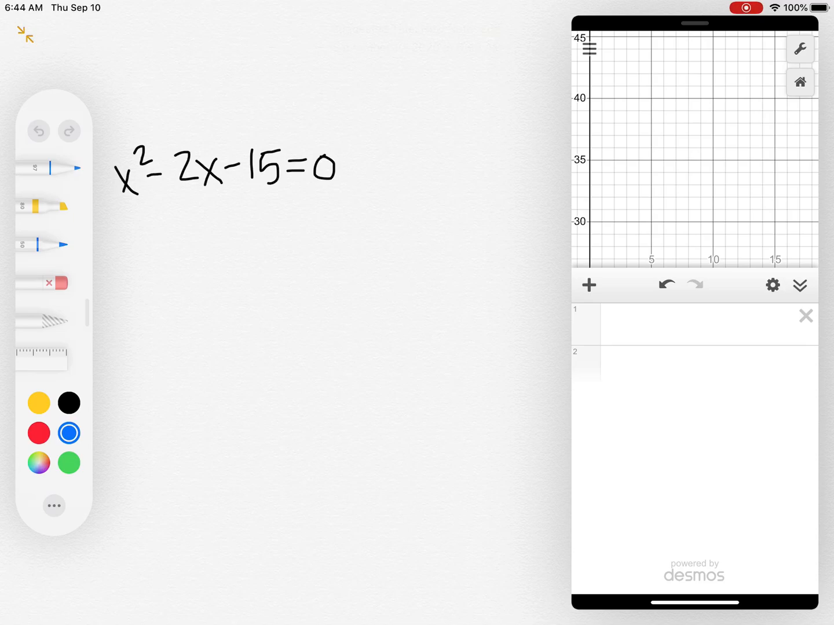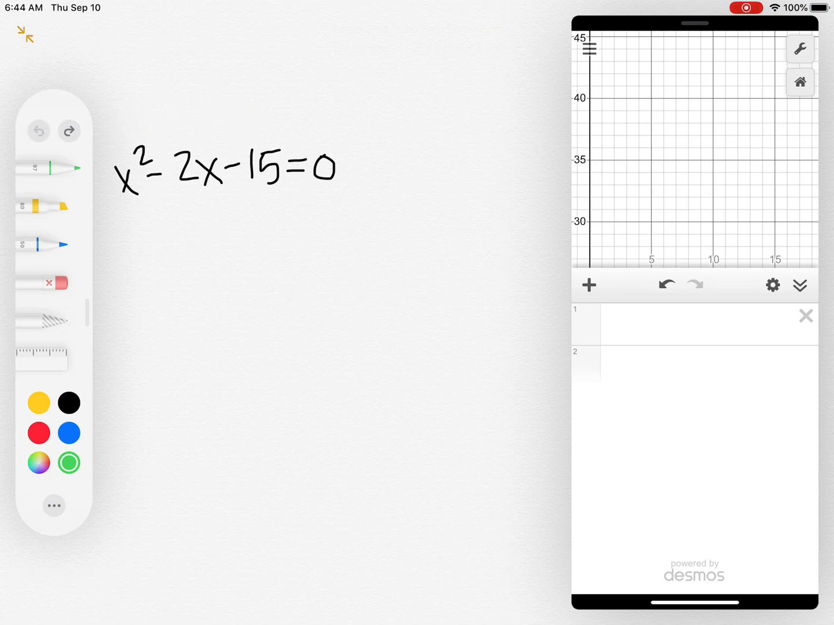So here's my first one. x squared minus 2x minus 15 equals 0. Do I have things in the right order? Yes, I do, because I have my x squared. Remember, we want ax squared plus bx plus c equals 0. We have that, so we are good to go.